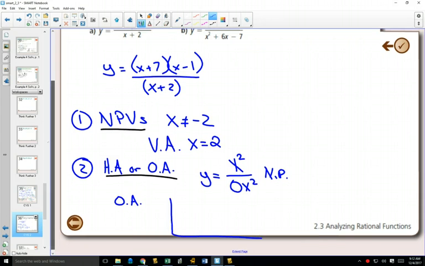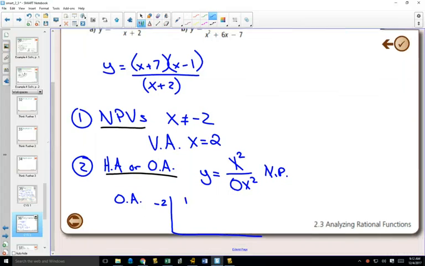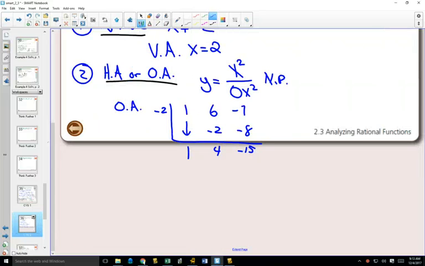So we have to use synthetic division. Set up my synthetic division here. I'm dividing by x plus 2, so I put a negative 2 outside. x squared plus 6x minus 7. So I bring down my 1, multiply, add, multiply, add. So our oblique asymptote will be at y equals x plus 4. That remainder of negative 15 won't make a difference.